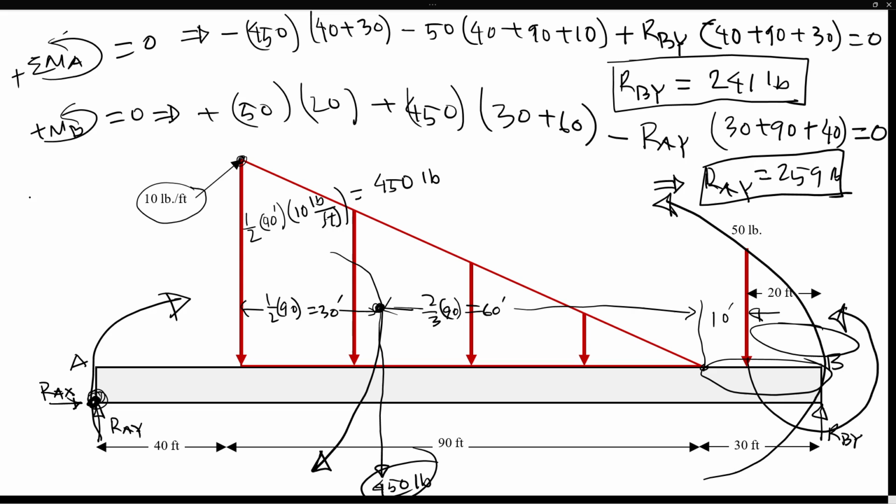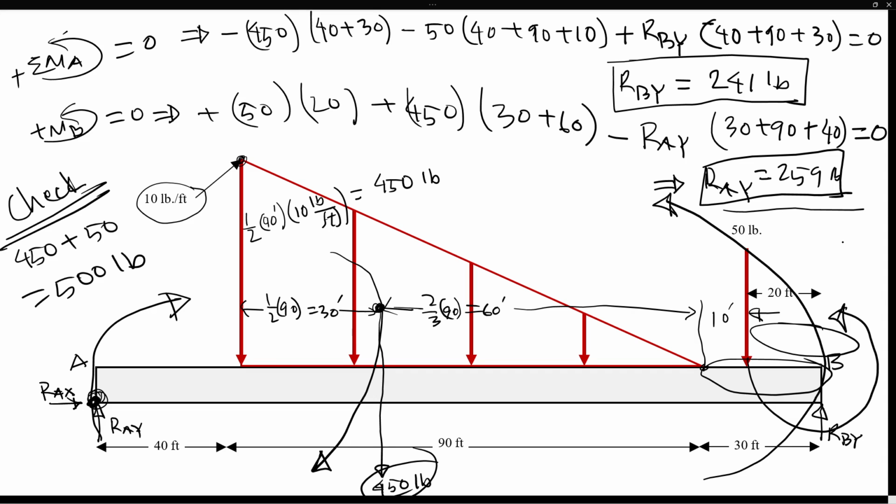You also have to verify whether you have calculated it correctly or not. To do the check, the total external load was 450 from the non-uniformly distributed load plus the 50 pounds. So that is a 500 pound total load, and these two reactions will carry exactly that. So these two corners will carry that 500 pounds. If you add 241 and 259, that should be equal to 500 pounds.